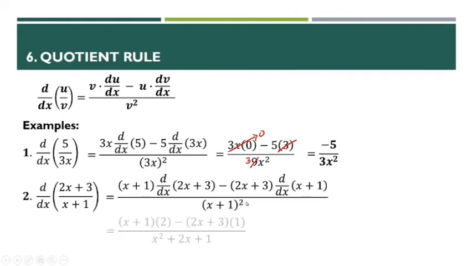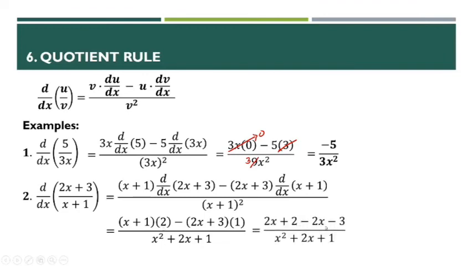Performing the derivatives, we have x plus 1 times 2. Derivative of 2x plus 3 is 2. Derivative of x plus 1 is 1. Then, distributing the factors, we have 2x plus 2 minus 2x plus 3 all over x squared plus 2x plus 1. Then, combining similar terms, we have 2x minus 2x, and 2 minus 3 is negative 1. So we have negative 1 over x squared plus 2x plus 1.